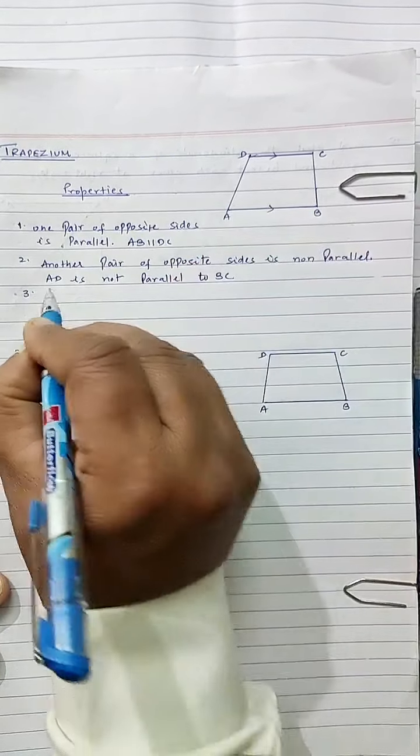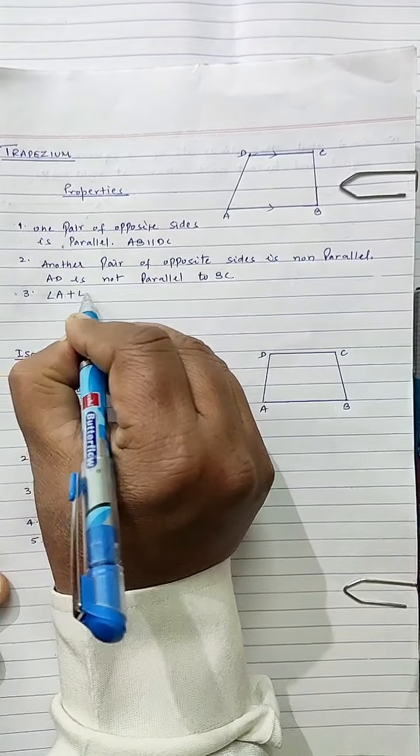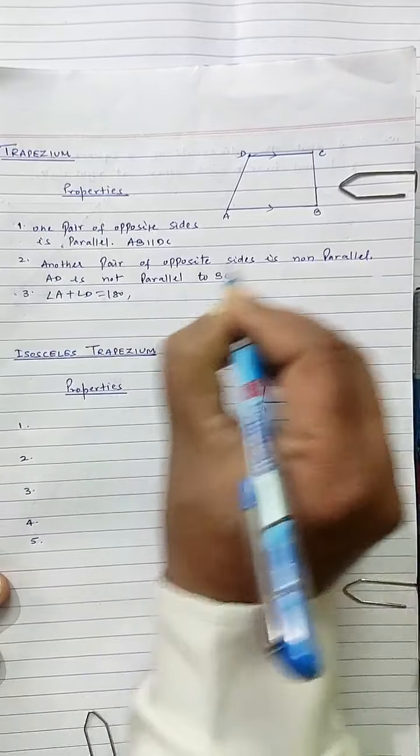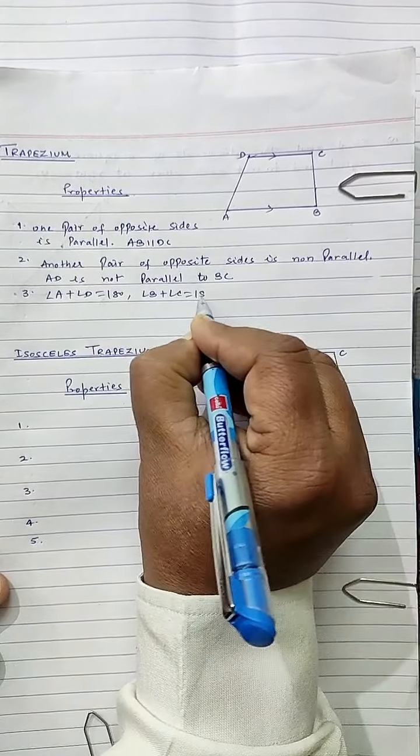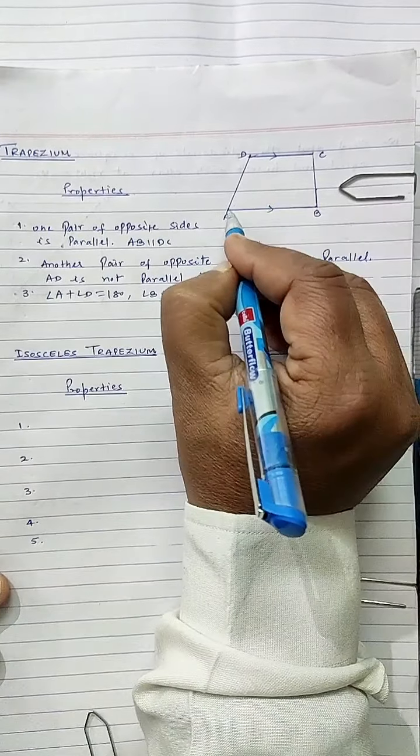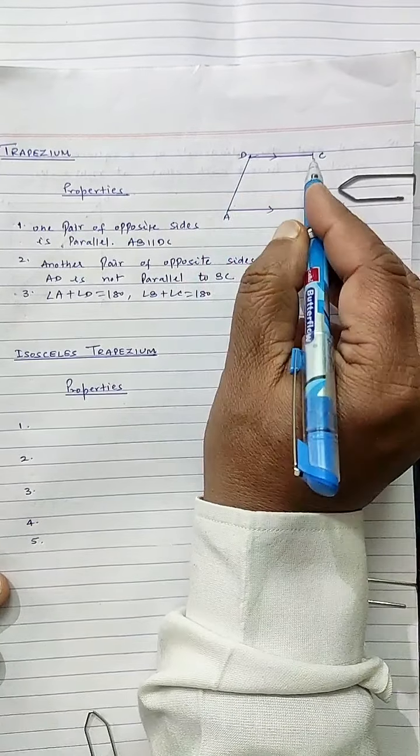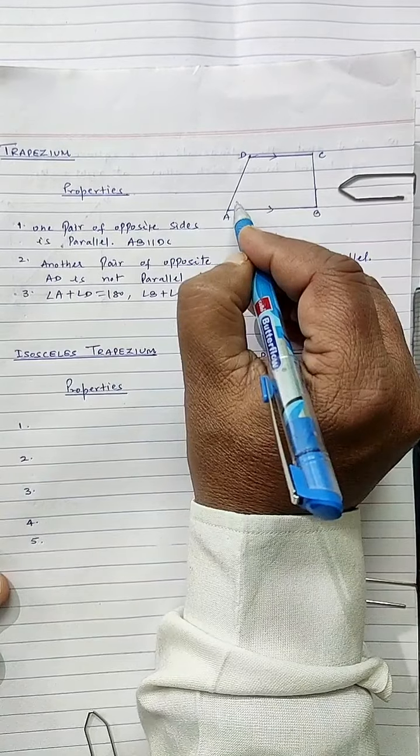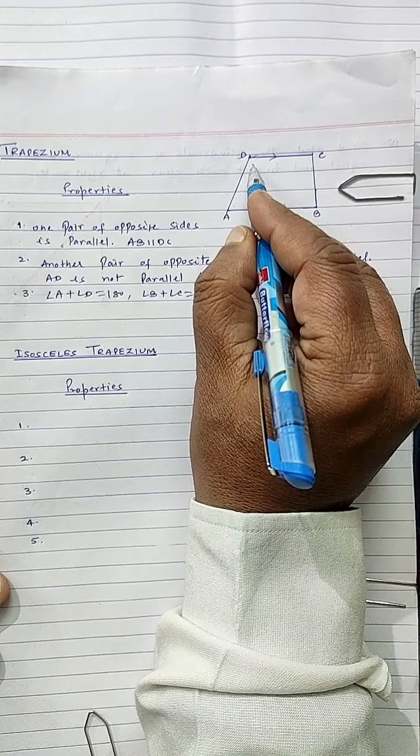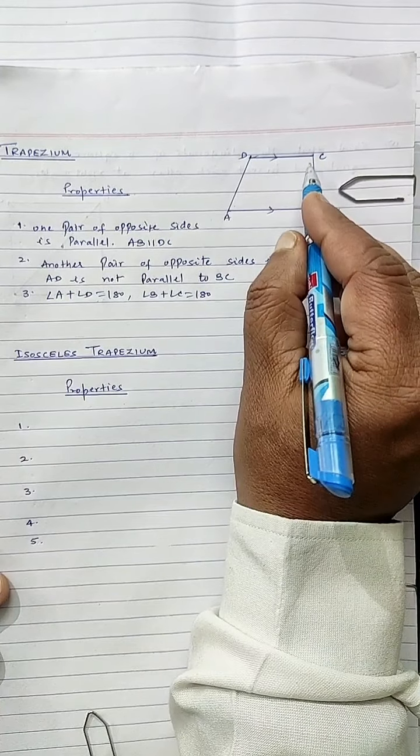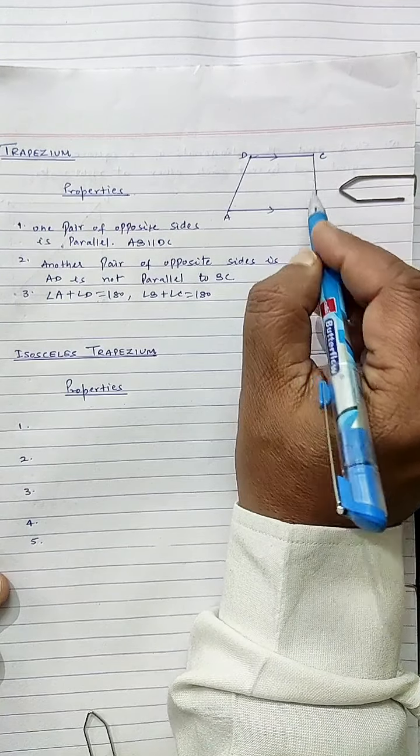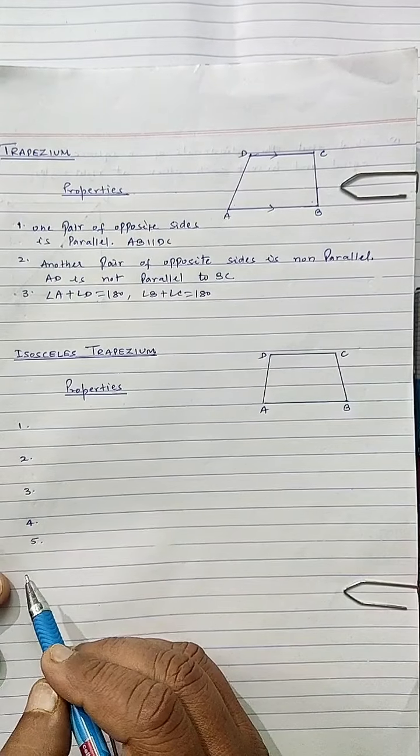Angle A plus angle D is 180. Angle B plus angle C is 180. When AB and DC are parallel, then angle A and angle D are co-interior angles, so their sum is 180. Similarly, angle B and angle C are also co-interior angles, so their sum is 180.